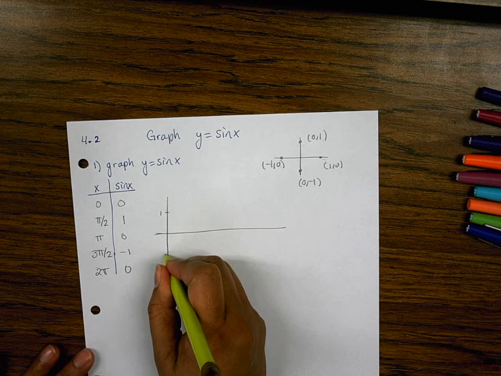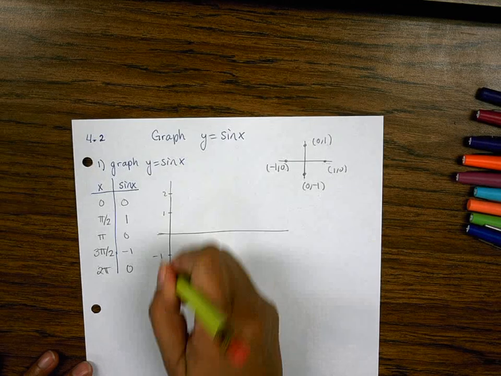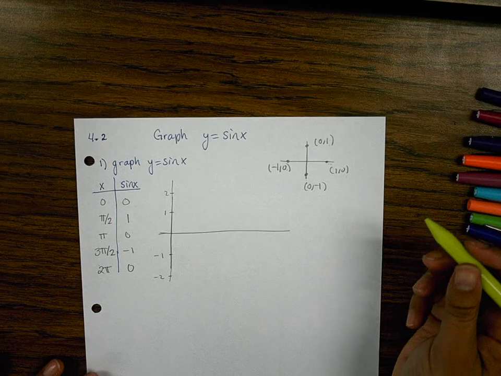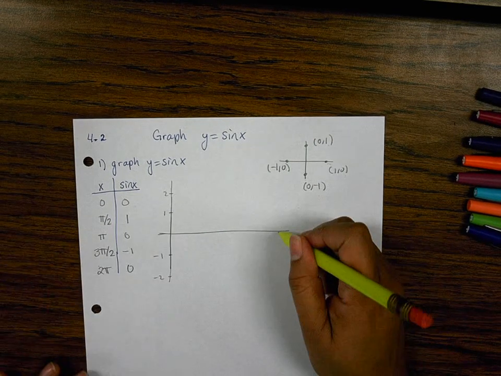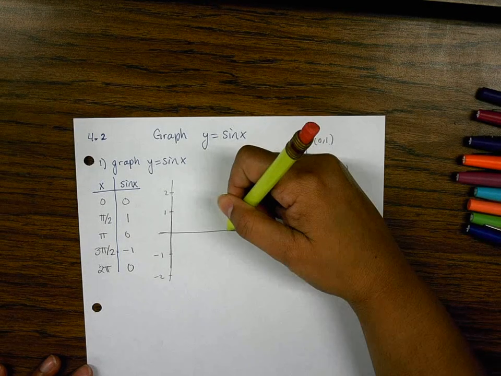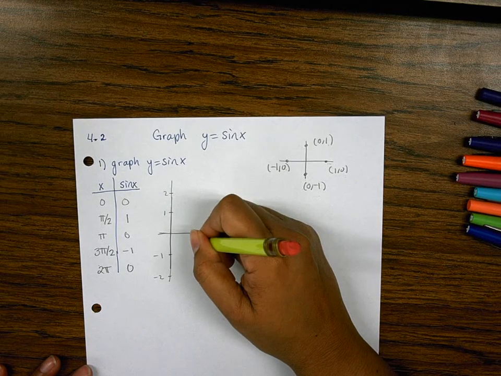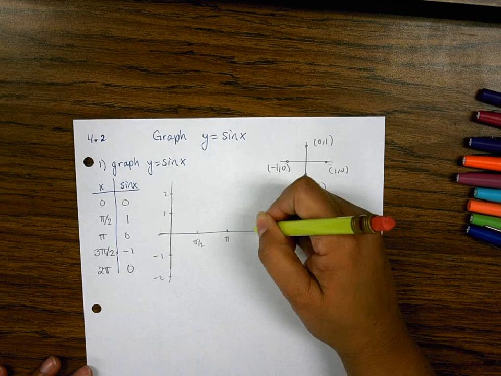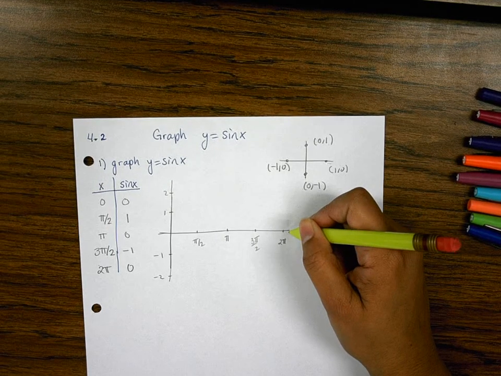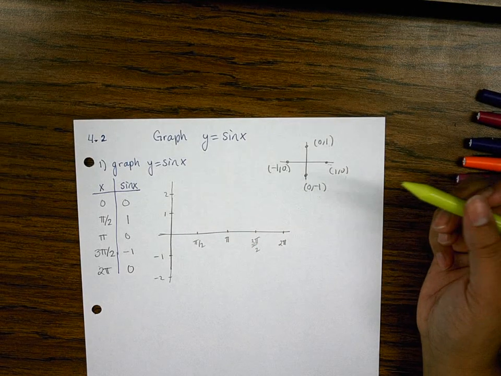I'm going to put a 1 and a negative 1. I'm going to mark 2 on there as well, 2, negative 2. The period is 2 pi, so what I typically do is I just come out to the end, put 2 pi, and then I kind of cut things in half. That's pi. Pi cut in half is pi over 2. 1 over 2, 2 over 2, this would be 3 pi over 2, making that 4 pi over 2, which is 2 pi.